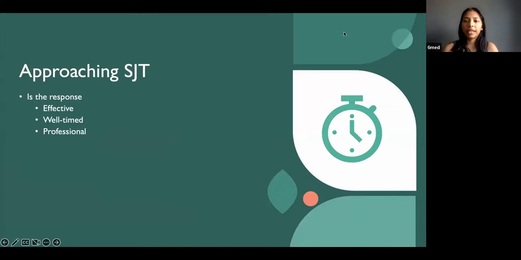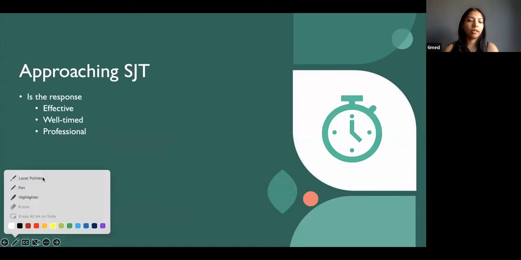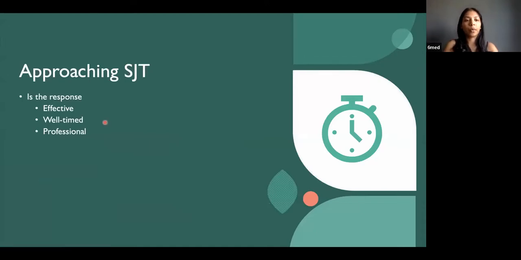So general tips for the SJT, I'd say, is considering these three things. So I'll tell you what I mean by this. Whenever you get a scenario, what I want you guys to do is ask yourselves, if you're deciding whether something's appropriate or not, is the response that they're giving in their statement effective? Is it well-timed? And is it professional? If it meets all three of these things, then the answer is probably very appropriate or very important.